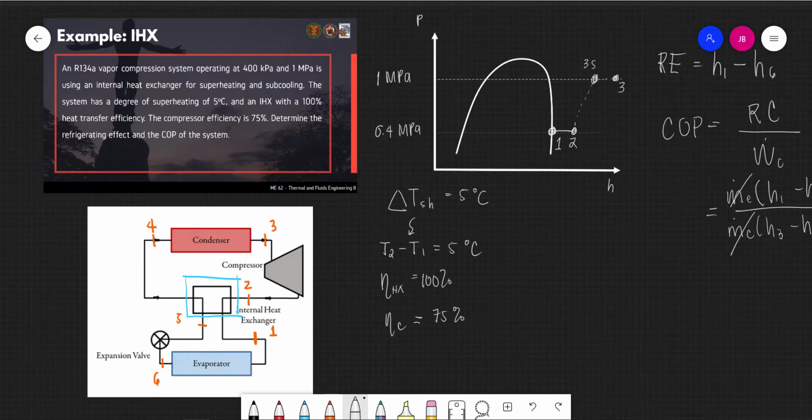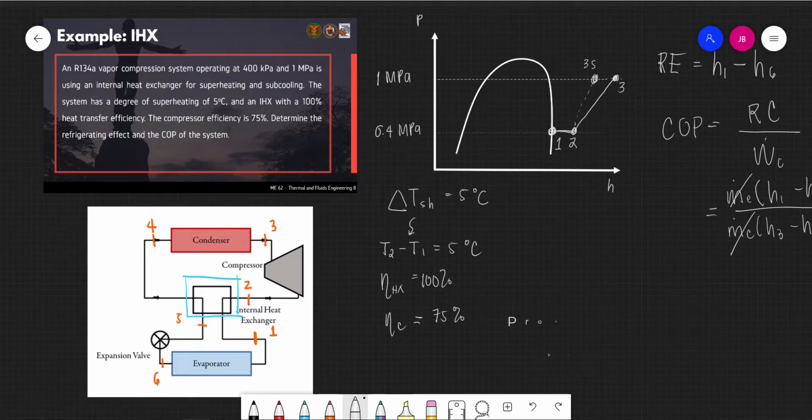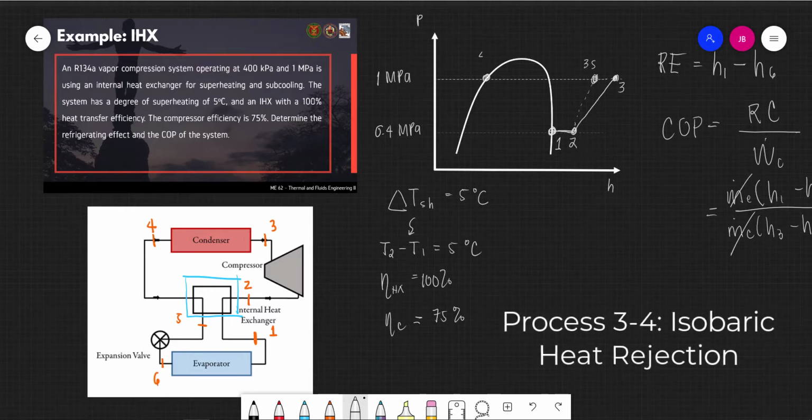Nakalimutan na siya i-connect kanina. And let's connect points 2 to 3. So, we have here. Next, 3 to 4 would be an isobaric heat rejection, and we have an assumption that the outlet of the condenser is saturated liquid, so it will have something that looks like this, and the process goes from 3 to 4.